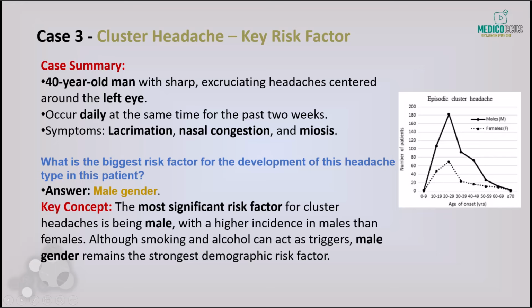Cluster headaches are classified as a type of trigeminal autonomic cephalalgia, and they are uniquely characterized by their episodic nature and the presence of ipsilateral autonomic symptoms such as miosis, ptosis, and lacrimation. Understanding these key demographic risk factors, particularly the male predilection, is essential when diagnosing and managing this type of headache.